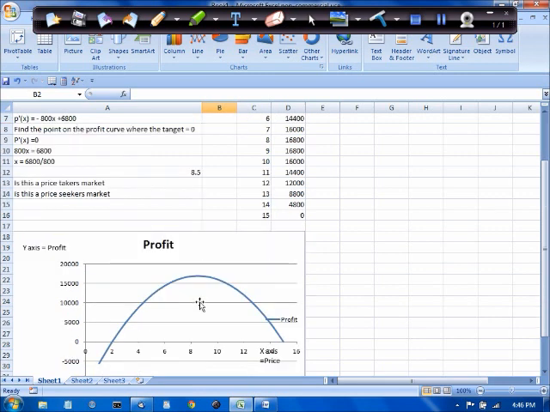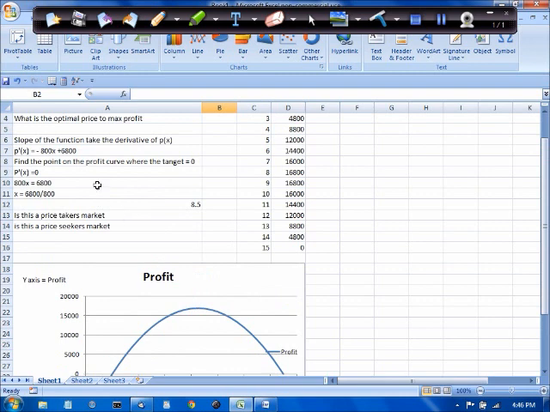Anyway, you can see here that the tangent line at the very top of the curve will be 0. So we take the first derivative and we come up with minus 800x plus 6,800. And we now want to solve for the derivative where P equals 0. So we've got 800x equals 6,800, x equals 6,800 over 800. And we see that this solves for 8.5.